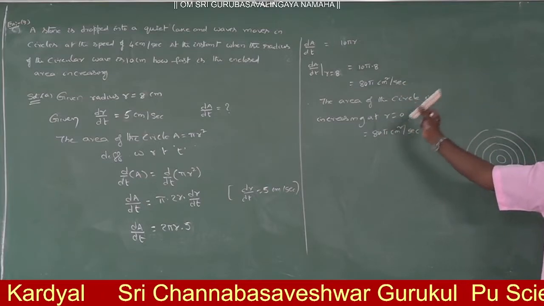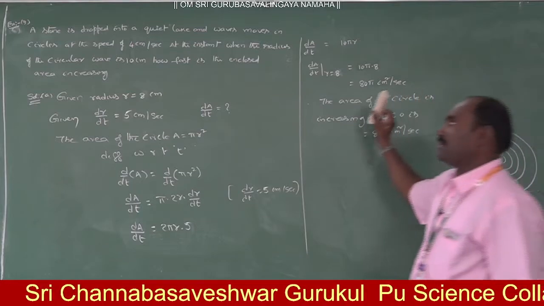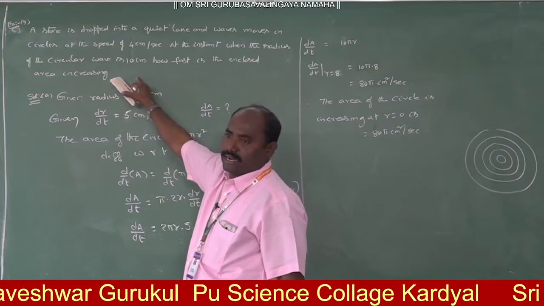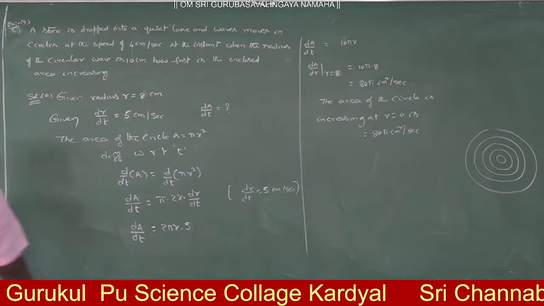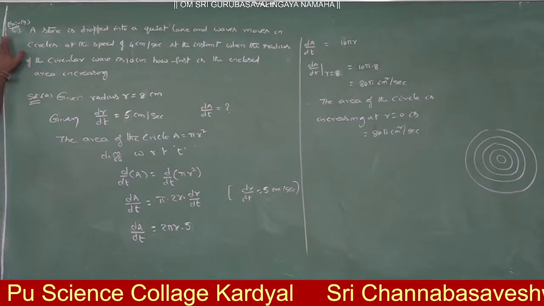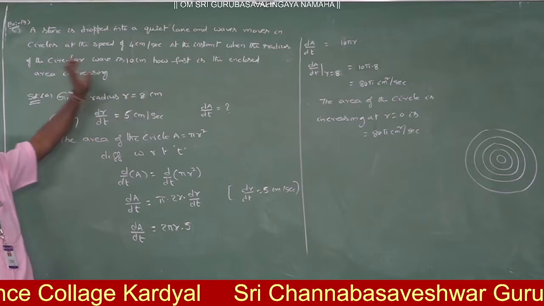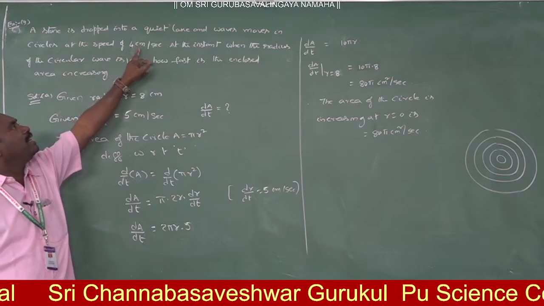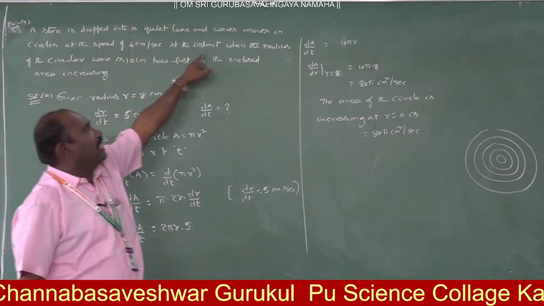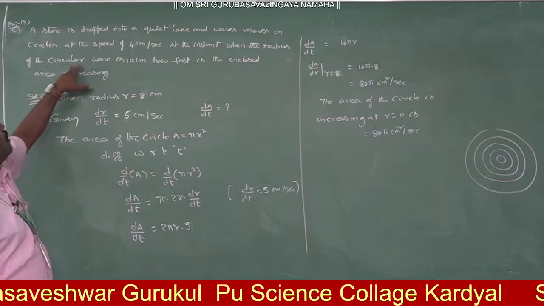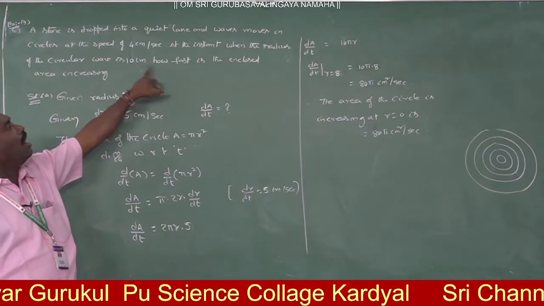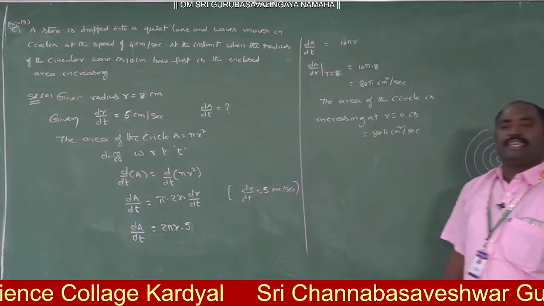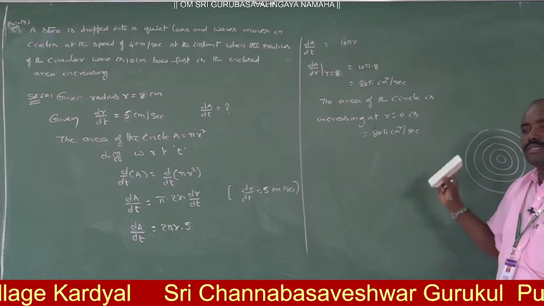Same process. Okay, solve karte problem. Here 5 is replaced by 4 and r is replaced by 10. Write the problem. Example number 3. A stone is dropped into a quiet lake and waves move in circles at the speed of 4 centimeters per second. At the instant when the radius of the circular waves is 10 centimeters, how fast is the enclosed area increasing? Same process, same model.